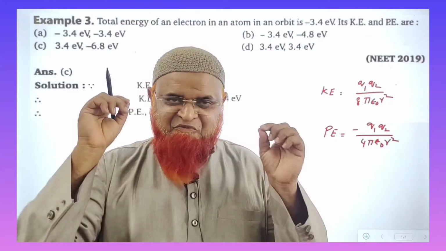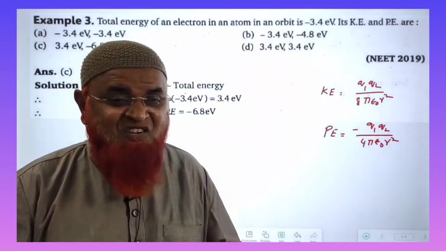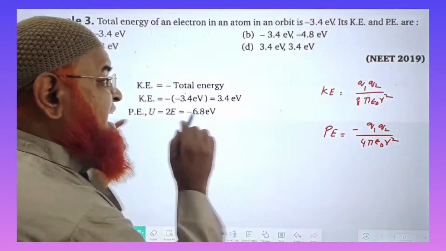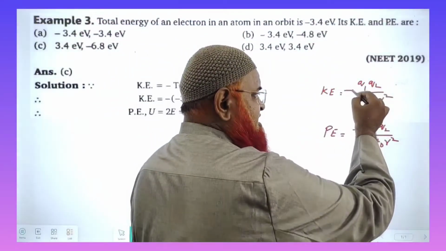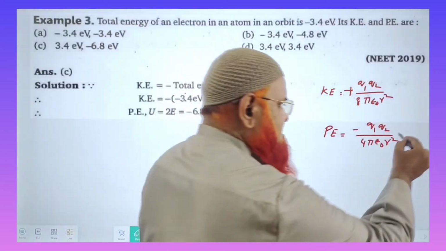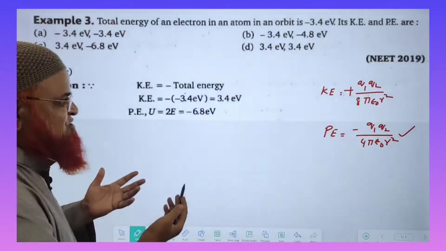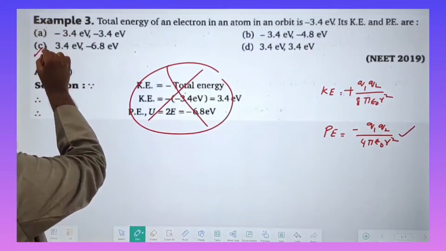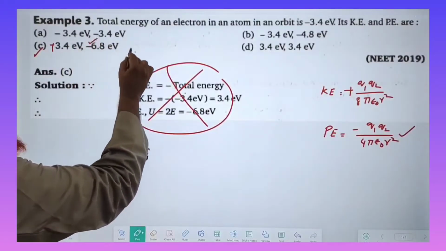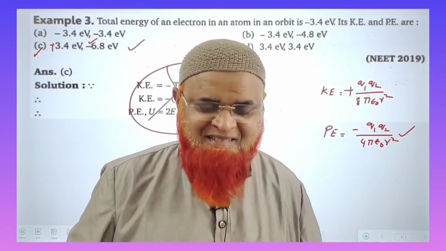Let us discuss the next shortcut. Here he is asking us to find the potential energy and kinetic energy in a hydrogen atom. You all know kinetic energy is always positive and potential energy is always negative in an atom. So no need to solve. Directly you can say this is positive and this is negative. So option C is correct and the remaining options are completely different.